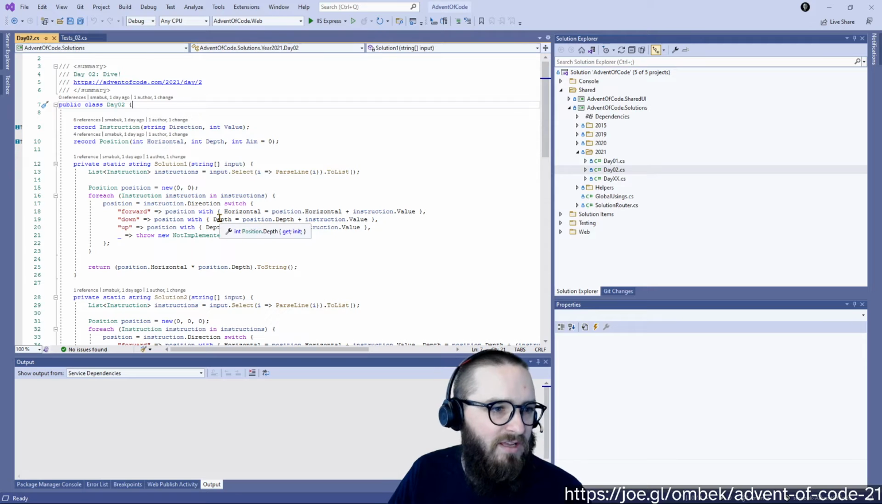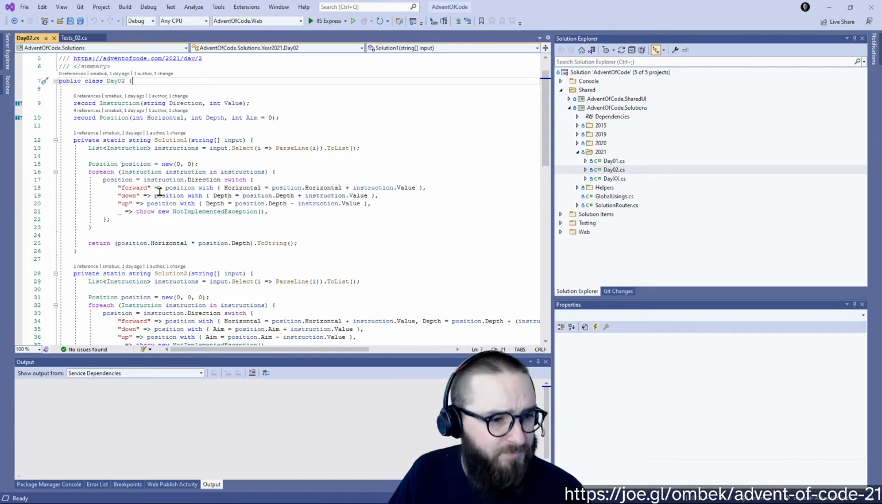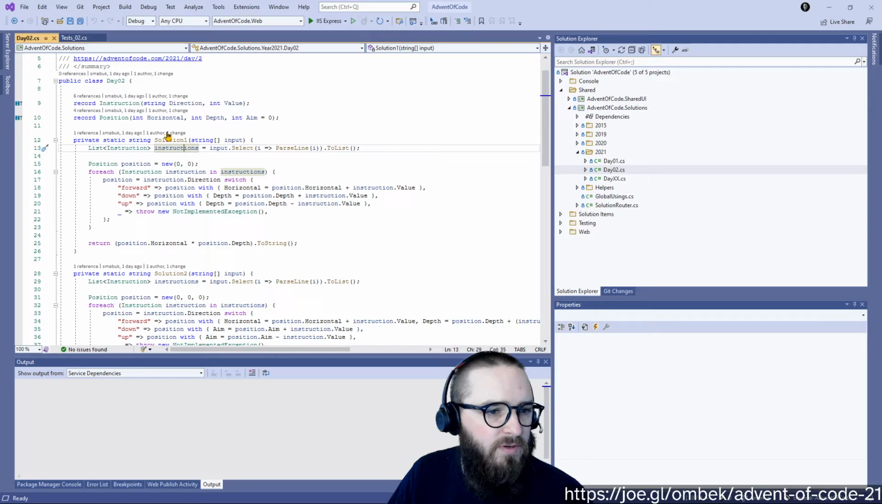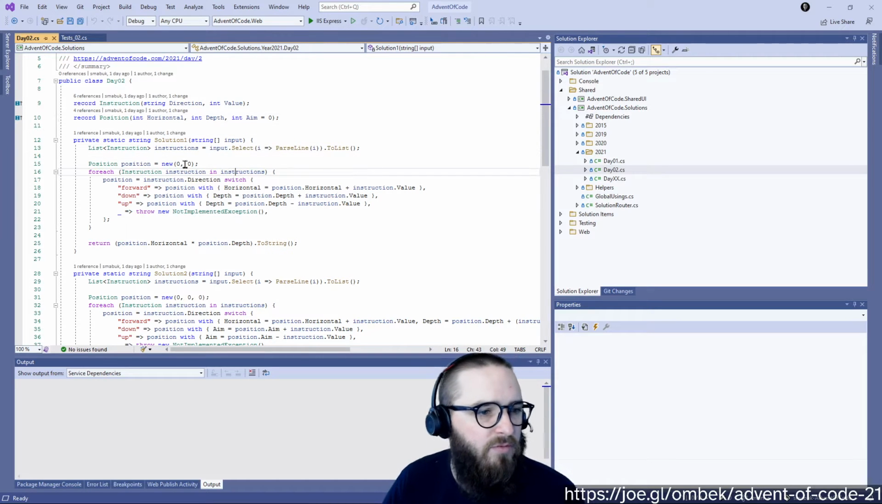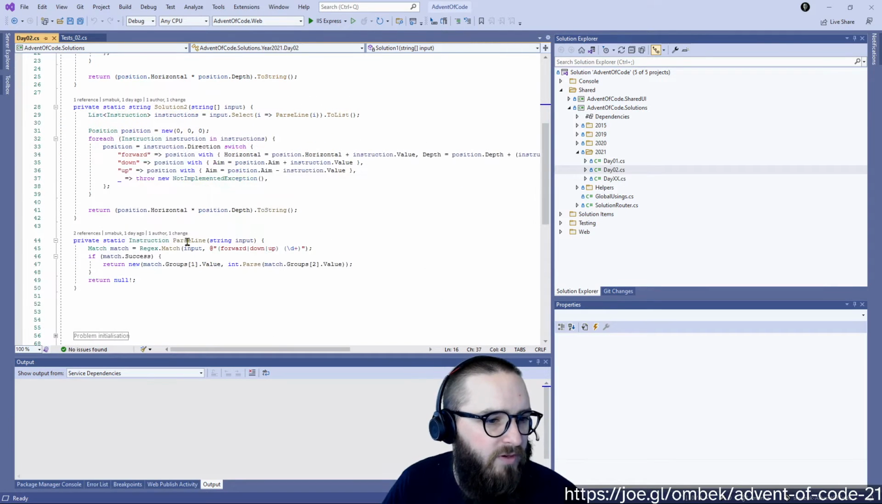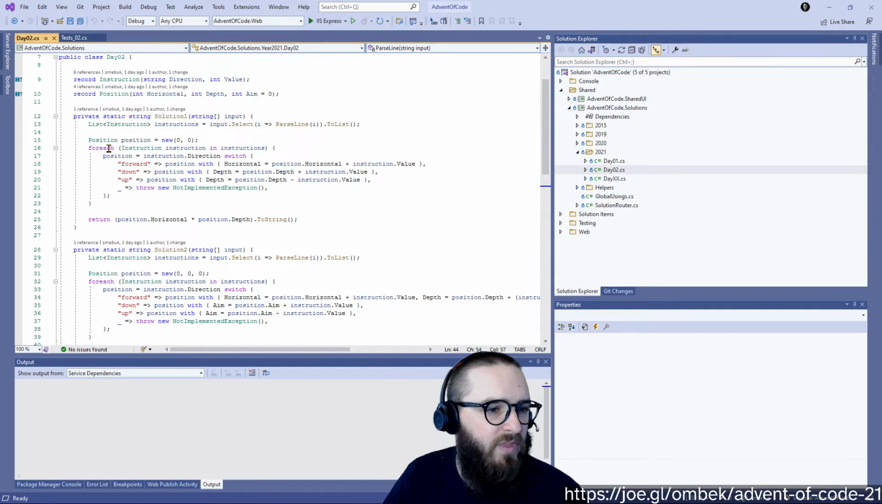So here we can see data. This is Simon's solution to day 2. He's got some records set up for the instructions and the positions. There's a definition of the instruction, and a definition of the position. Then he's creating his list of instructions with his parseLine function. Ooh, the regex, interesting. Then looping through each of the instructions.